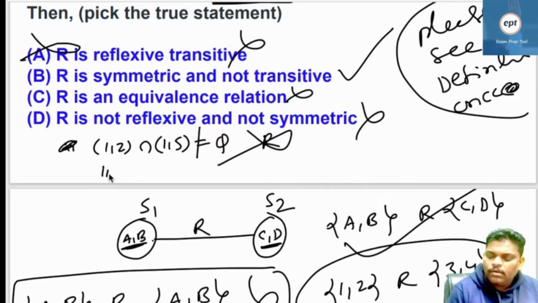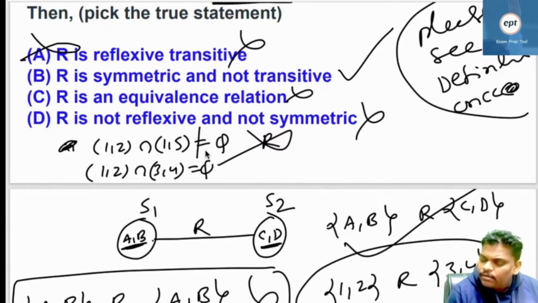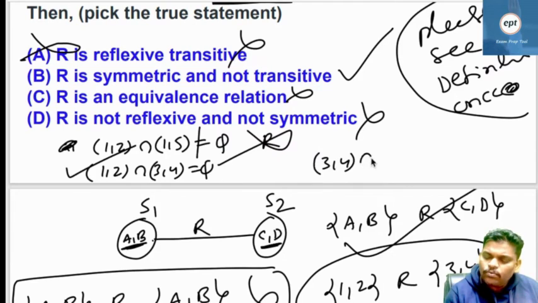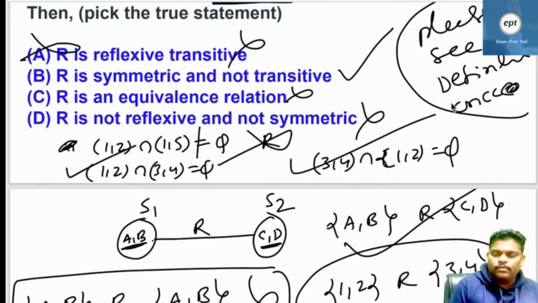Next one: 1 2 and 1 2 3 4, the intersection is pi, so in the relation this should be there. Next one: 3 4 and 1 2, the intersection is pi, so in the relation it should be. Between two pairs, if the intersection is pi, they should be there in the relation.